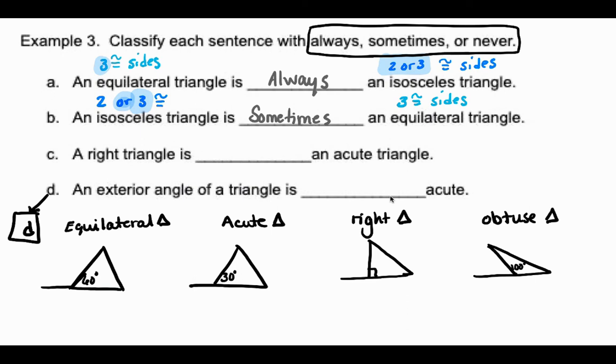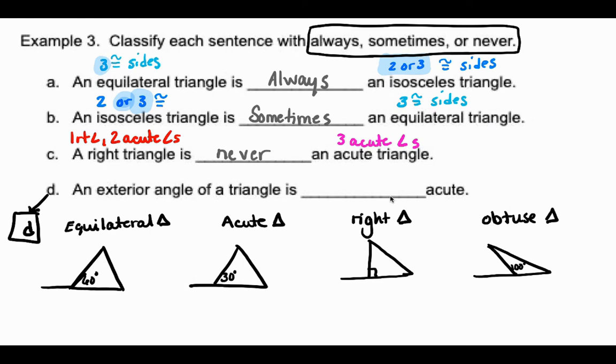A right triangle has 1 right angle, and it will have 2 acute angles. And an acute triangle will have 3 acute angles. And these 2 situations can never occur in a single triangle. So you can never have 1 right and 2 acutes at the same time as having 3 acute angles.